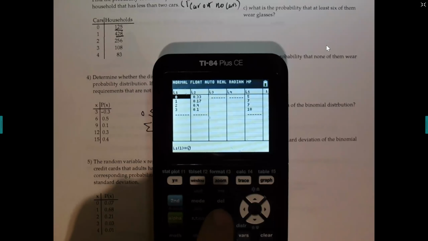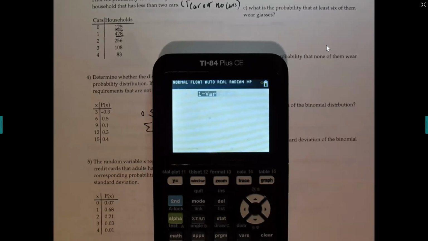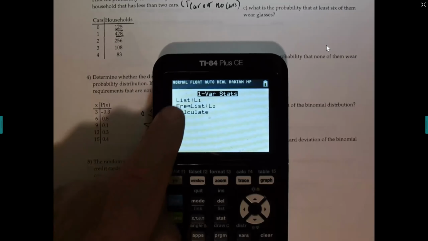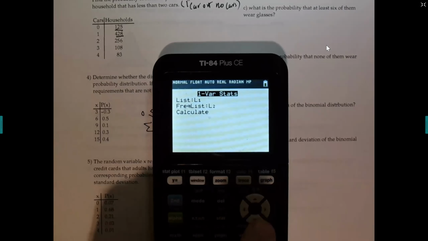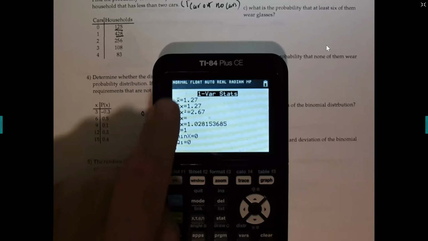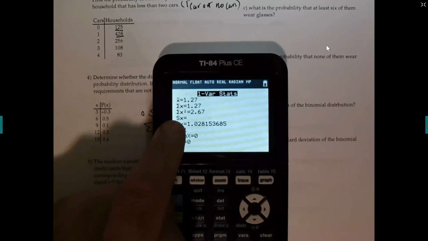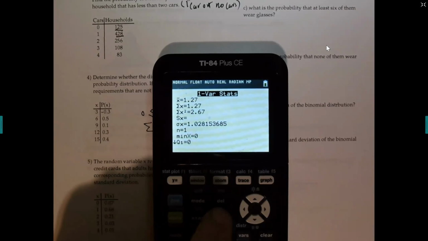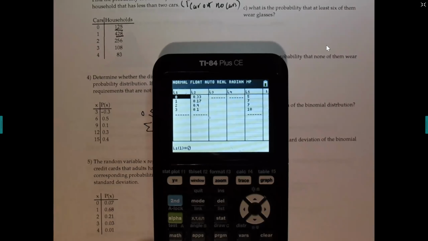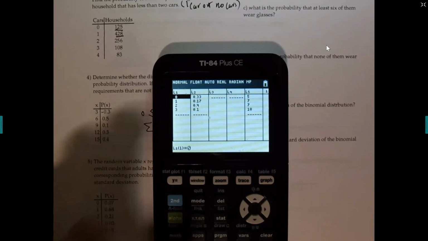You go to stat, calc, one variable statistics. You put the x values in L1 and the frequency, which is the probability, in L2, and you hit calculate. X bar is the mean and sigma is the standard deviation. So all you have to do, guys, for this question is, instead of what I did here, just put the L1s and the L2s.